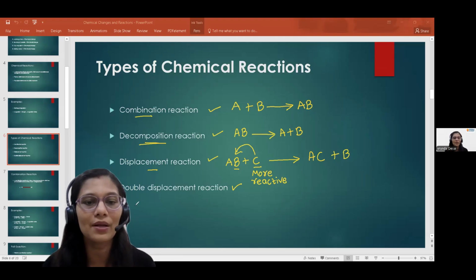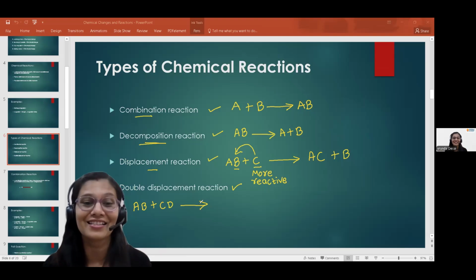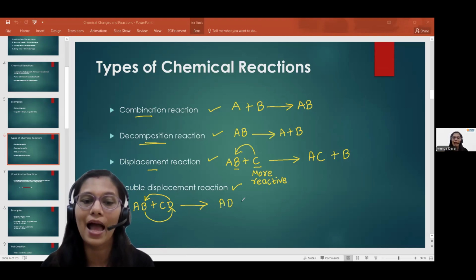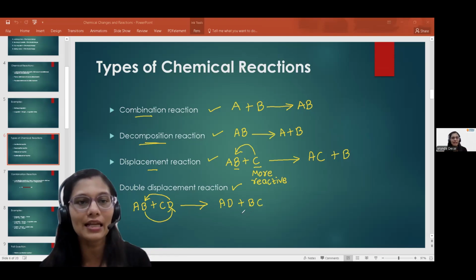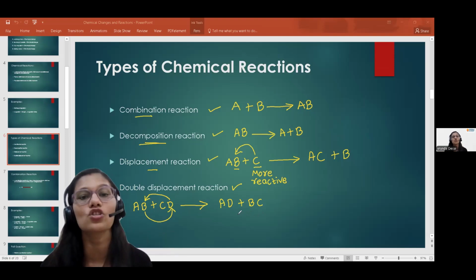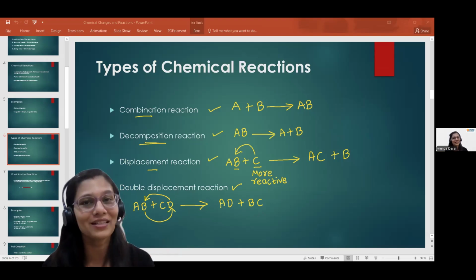In a double displacement reaction, there will be two compounds and they will exchange their ions. Now D will go along with A and B will go along with C. So B and D exchange their places, and we will have AD plus BC. In detail, we will learn about each of these types of chemical reactions one by one in our coming sessions.